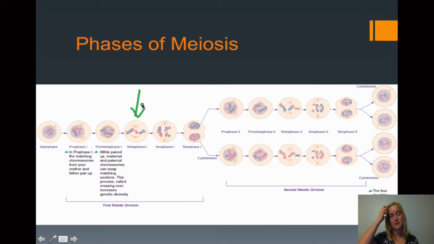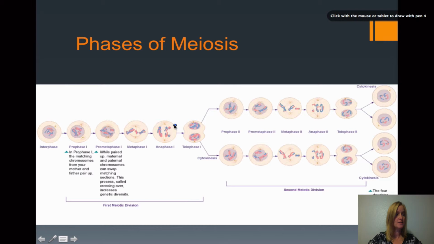Those homologous chromosomes, they line up in the center of the cell, and that's really the same process that we saw in mitosis, where they lined up in the center of the cell. The only difference here is that we have the homologous chromosomes lining up together instead of just a single duplicated chromosome set. All right, then we move on to anaphase.